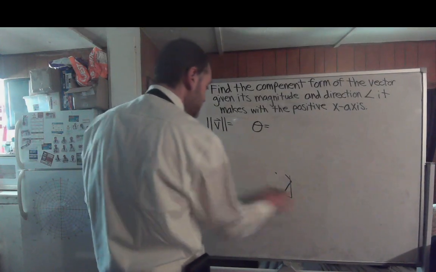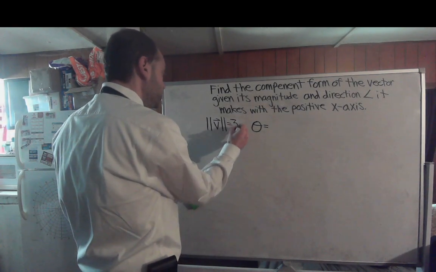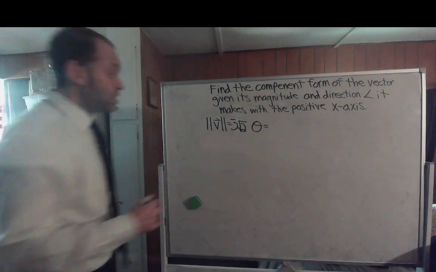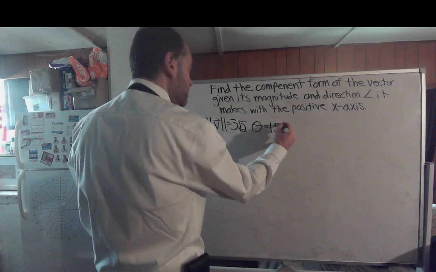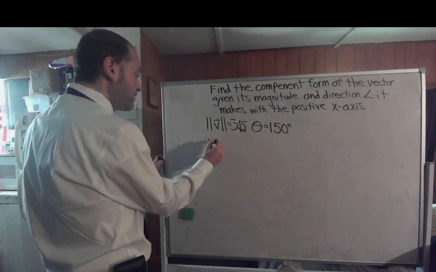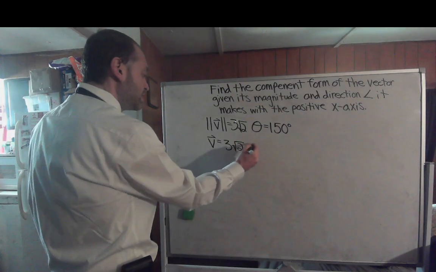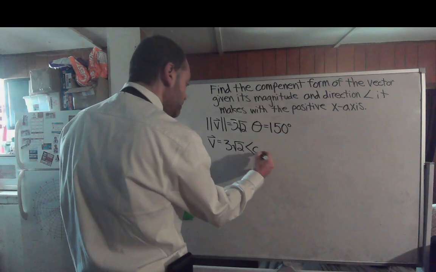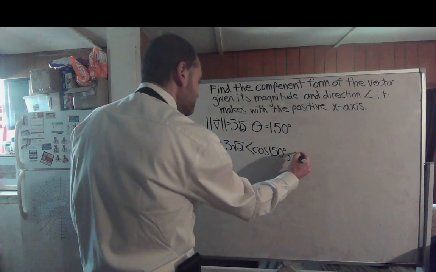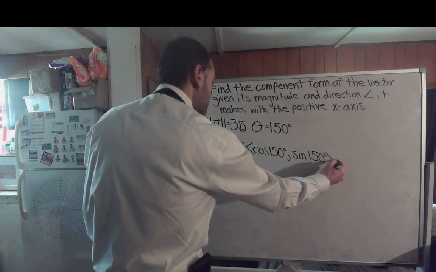Let's see what we're getting into here. All right, this time we have a magnitude of 3 times the square root of 2. We have a direction angle of 150 degrees. So to find this in component form, vector v is going to equal that magnitude of 3 times the square root of 2 times the vector of the cosine of 150 degrees, then the sine of 150 degrees.